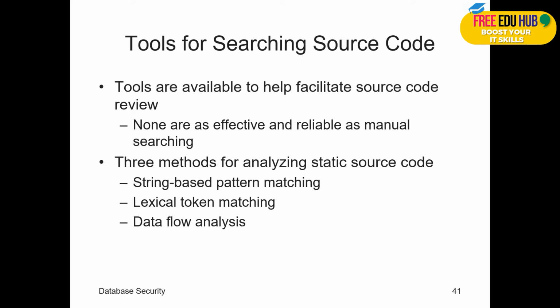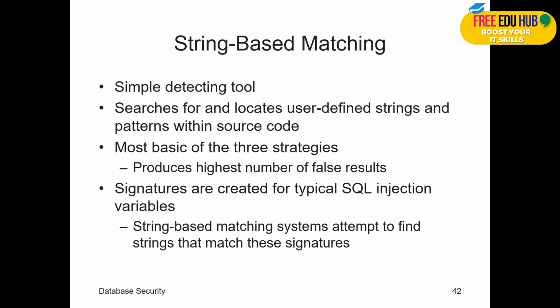Three methods they are talking about for analyzing the static source code are string-based pattern matching, lexical token matching, and data flow analysis. There are some key differences between them. How do we check it? First of all, string-based matching is a simple detecting tool. It searches for and locates user-defined strings and patterns within the source code. Whatever strings the user has defined, it would search for them in the code. It is the most basic of the three categories and produces the highest number of false results.